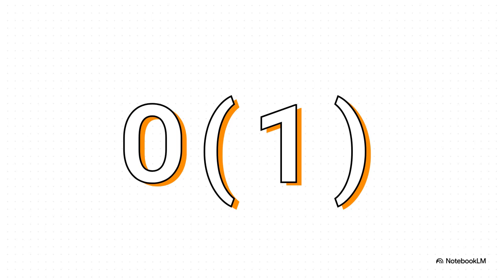And that simplicity leads us to round robin's greatest strength, its speed. It operates in what we call O(1), or constant time. Put simply, that means it takes the exact same tiny amount of time to make a decision whether you have 3 servers or 3,000. It's incredibly fast because it doesn't have to think. All it has to do is point to the next name on its list.